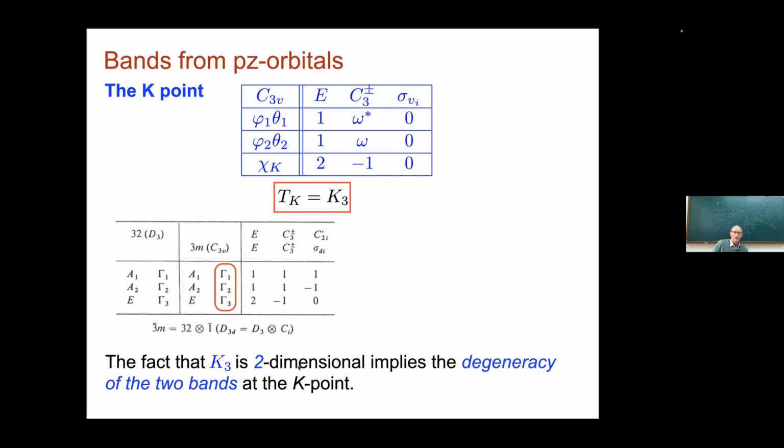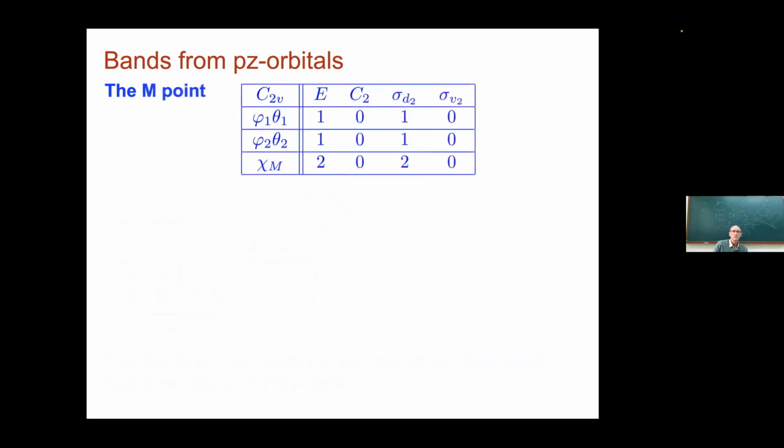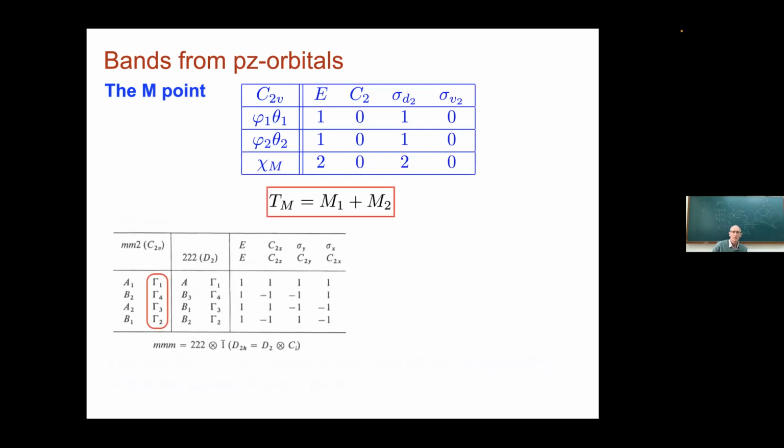So the fact that K2 is two-dimensional implies the degeneracy of the two bands at the K point. Well, you can do the same thing at the M point, and you get this. In this case, at the M point, M1 and M2 are one-dimensional, so you know that they are not degenerate. Now you can proceed to do the same thing with the lines.